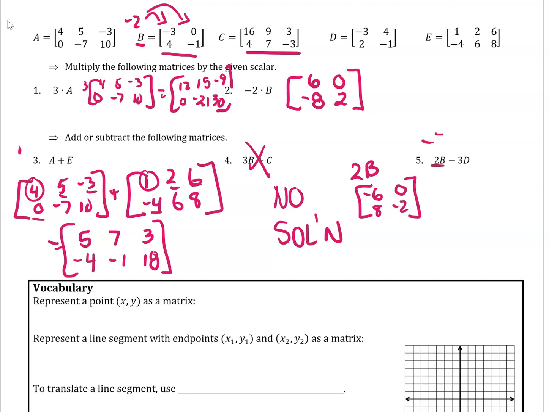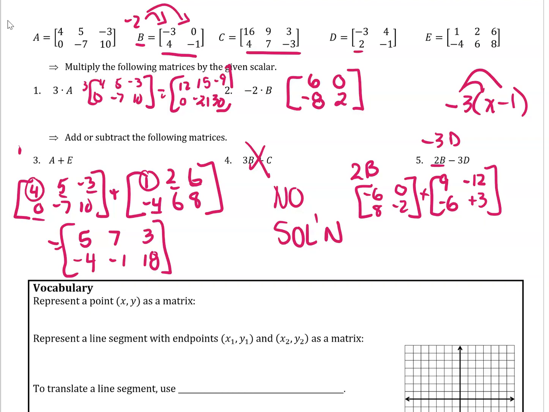Now we'll do negative 3D. So remember, instead of subtracting, we're going to add the negative. So negative 3 times negative 3 is positive 9. Negative 3 times 4 is negative 12. Negative 3 times 2 is negative 6. Negative 3 times negative 1 is positive 3. So think about this kind of like if we were distributing into a multinomial.